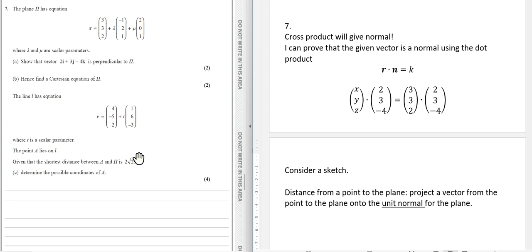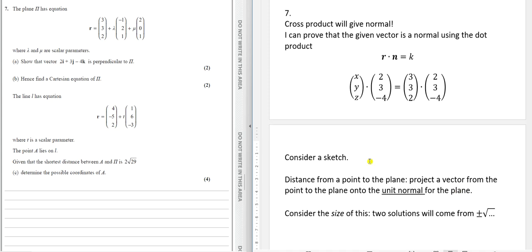Now this is a bit of a working backwards question. We're going to have A in terms of t, and the distance is going to be given for us. So we'll be working out the value for t that corresponds to this particular distance. And the two solutions will probably come from positive or negative square root of something. So that is what I'm aware of right at the beginning before I even get into the question.